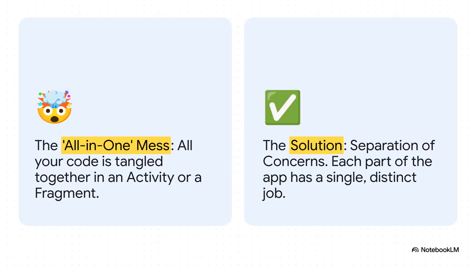And this slide right here, it just says it all. On the left, you've got the all-in-one mess. This is the trap we all fall into at first, where all the code for the screen, the code for the data, the code for the logic, it all just gets dumped into one giant file. It's a total mess. But the solution, over on the right, is so simple and so powerful. Give each part of the app its own distinct job. That, right there, is the heart of good architecture.